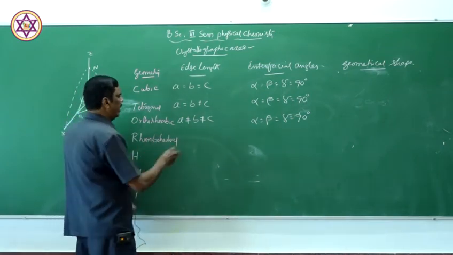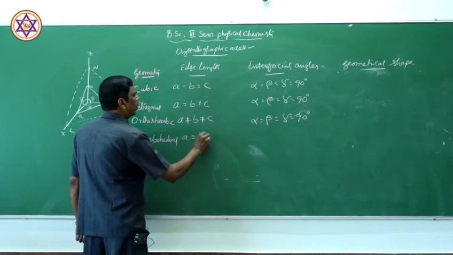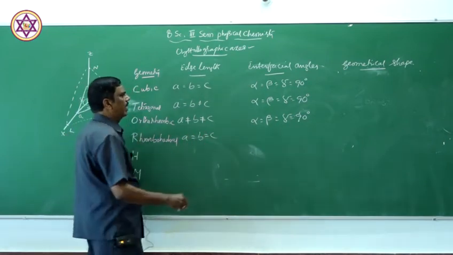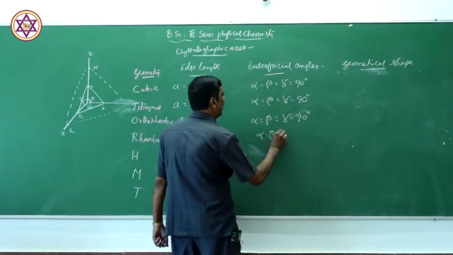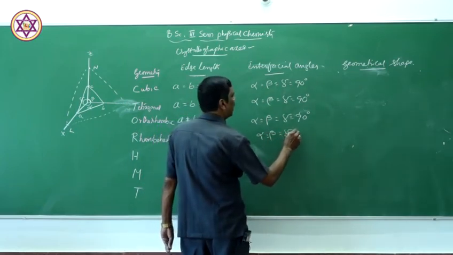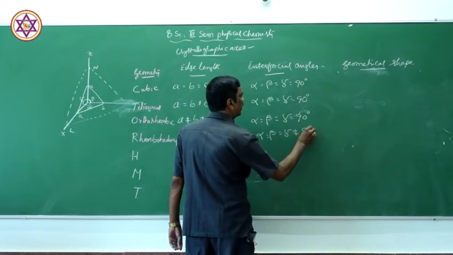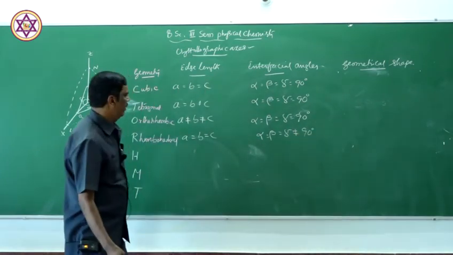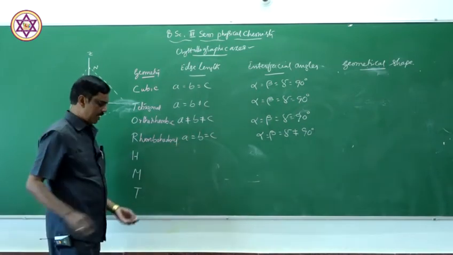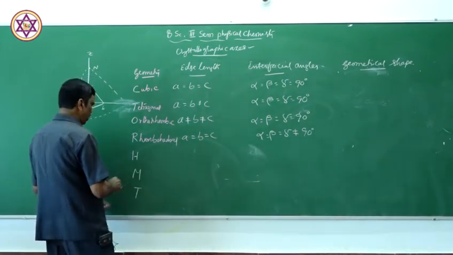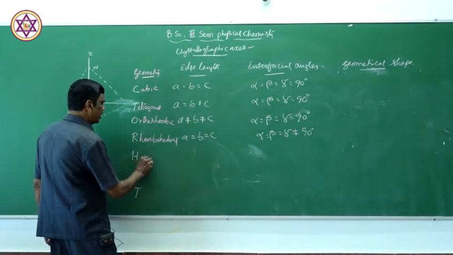In this geometry, again A is equal to B is equal to C, alpha is equal to beta is equal to gamma, not equal to 90 degrees. This is rhombohedral, but A is equal to B is equal to C, side lengths. Similarly, we have hexagonal geometry.